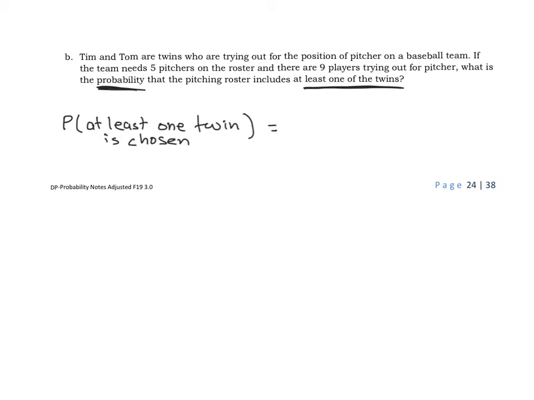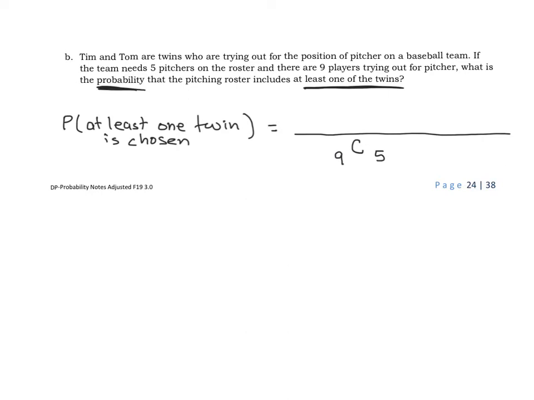So can one person take more than one of those positions? No, you can't duplicate a person, so no repetition. We're not talking about any particular order. We're just talking about a group of people making a team. So that sounds like a combination. So let's look at that denominator. We're looking at all the ways that this can happen. So we have 9 players trying out for the pitcher. And how many do we need? We need 5. So that's the total ways that that can happen.